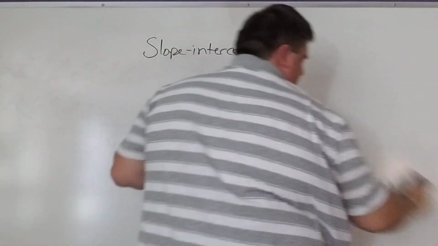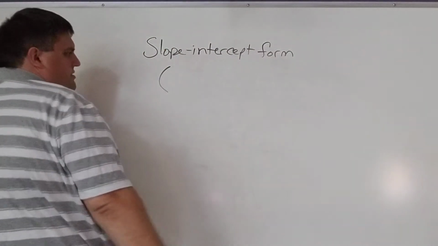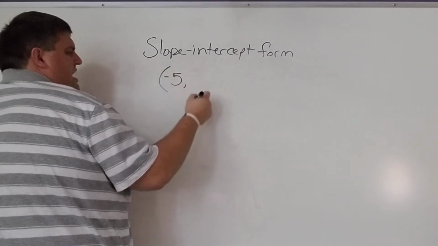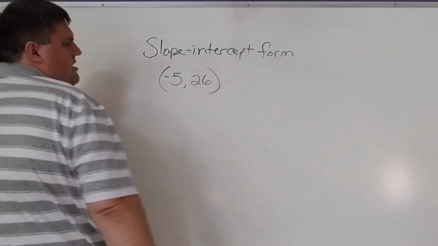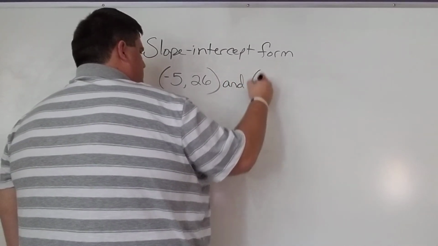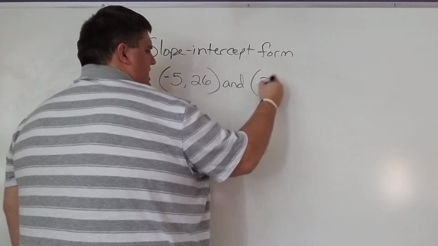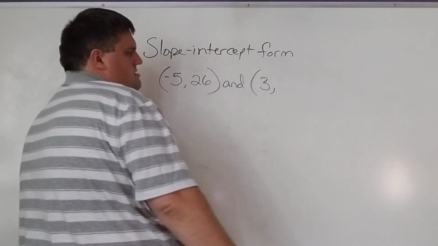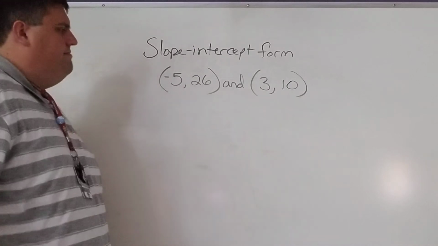All right, so let's say I don't know anything except for 2 points that this line goes through. So this line goes through (-5, 26). And it goes through, what else does it go through? (3, 10).